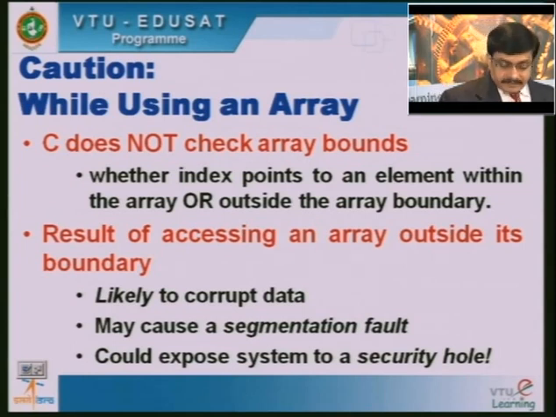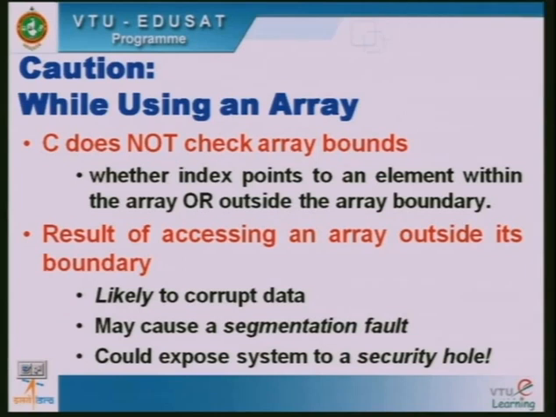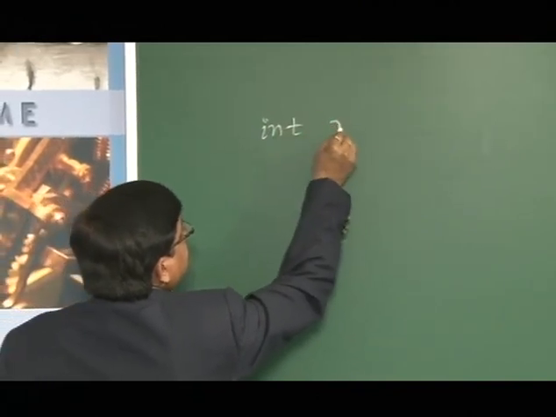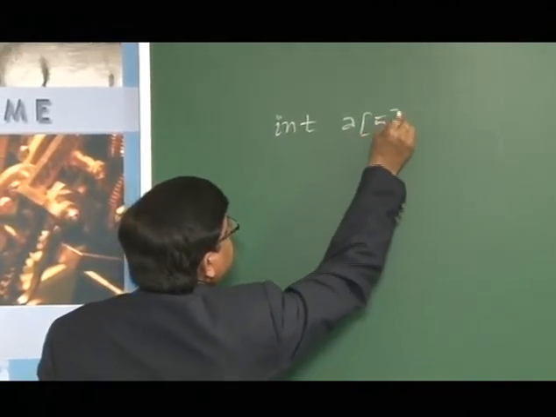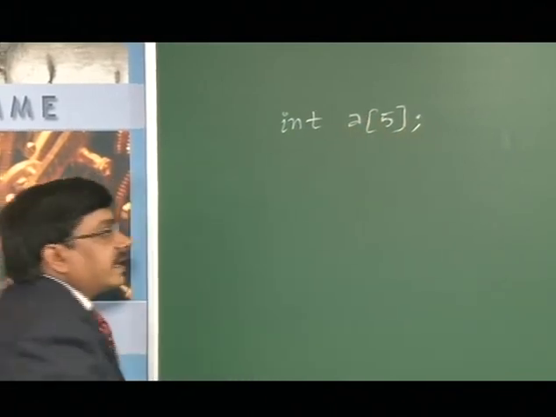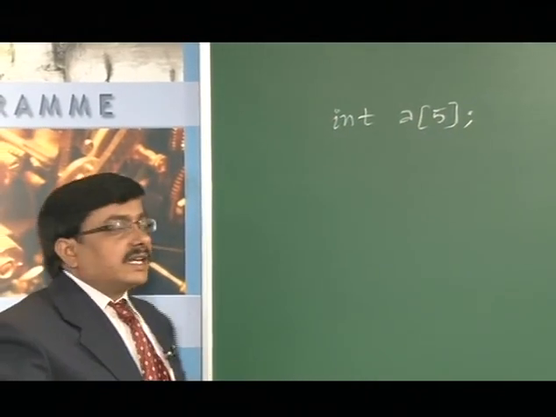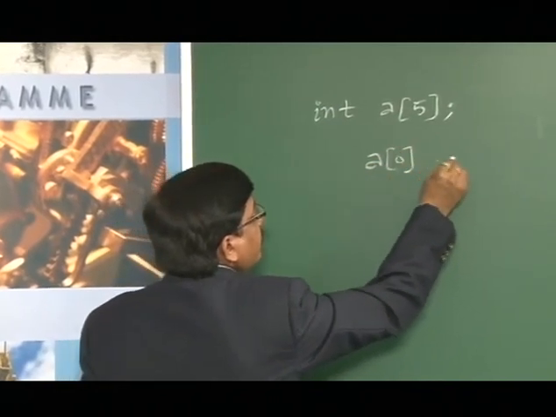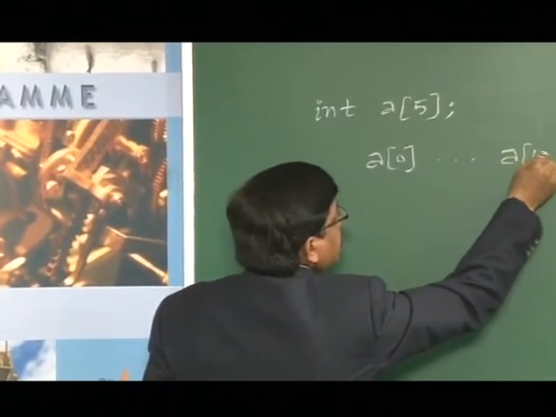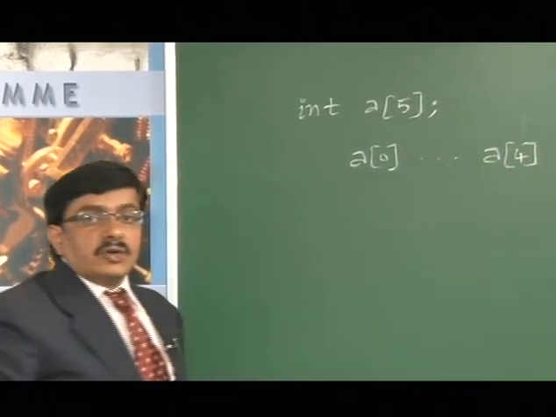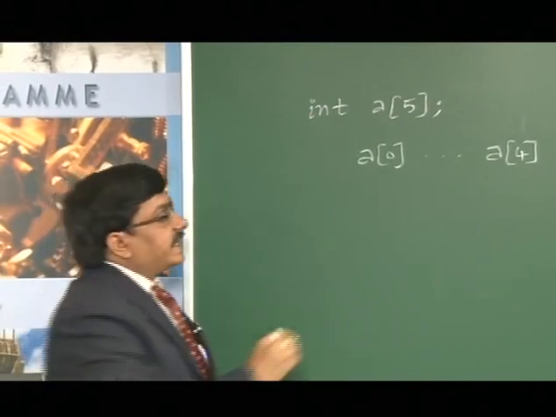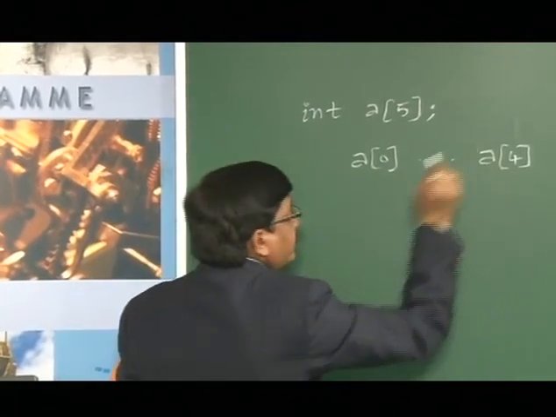Say, for example, if I declare an array as int a[5], this is an array of 5 integer elements, and here the index starts from a[0] and goes up to a[4]. So the lower index is 0 and the higher index is 4. Always the array index starts from 0 and ends at n minus 1.